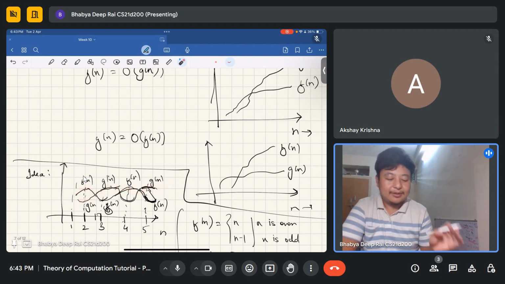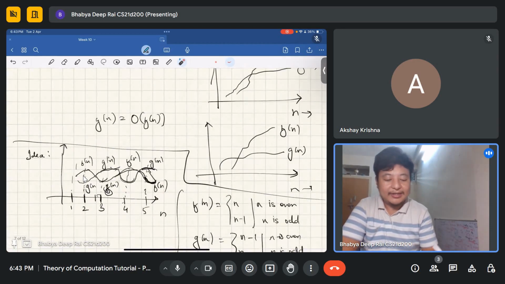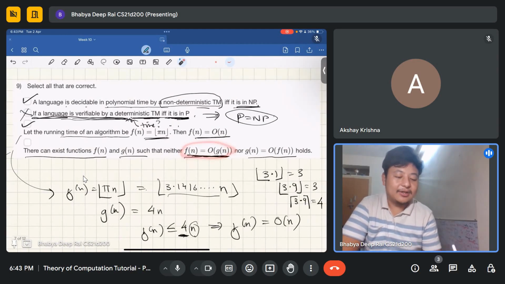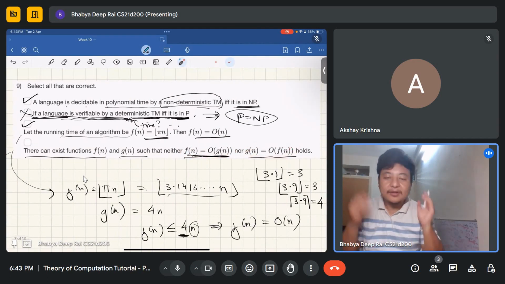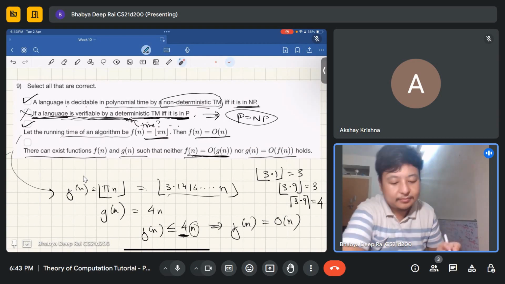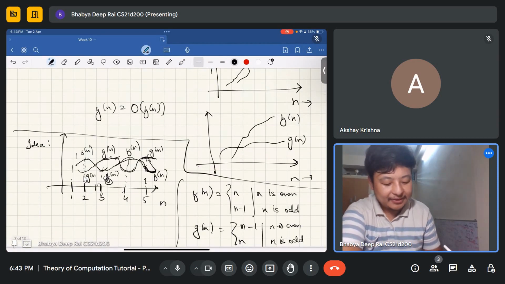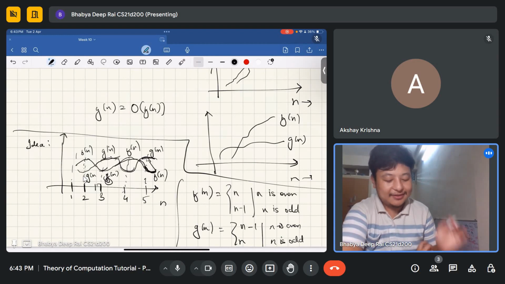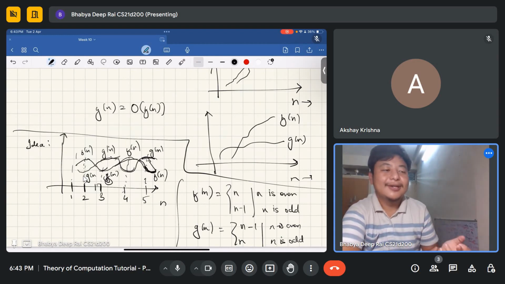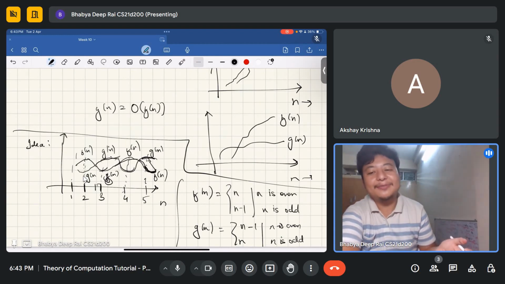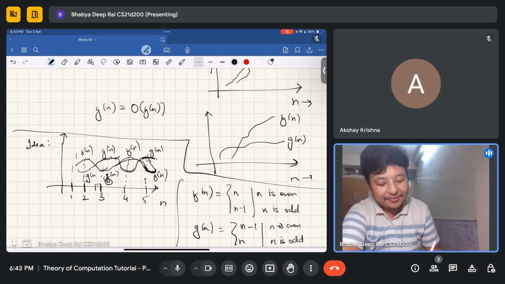So this is an example of two functions that you can never put in this basket: Fn is equal to order Gn and Gn is equal to order Fn. Both of them cannot be true. Okay. So by a small change you can do this, but this kind of function we can never even hope to characterize by order notation, because each of them is growing, decreasing, and so on.